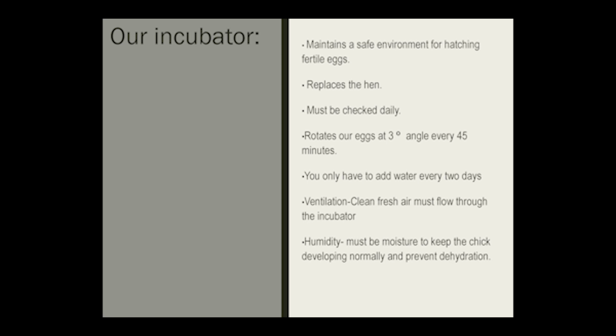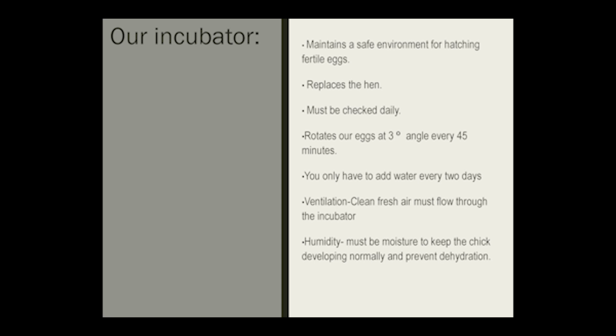So first we have to do our check. Why do we use our incubator? Well, sometimes if you don't have a farm, how are we going to learn about incubation and embryology? So we have to use our incubator so we can do this in an educational fashion. And our incubators are really great. Here's why. It maintains a safe environment for hatching fertile eggs.